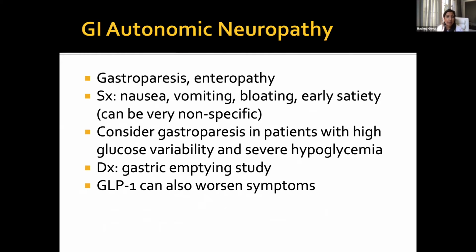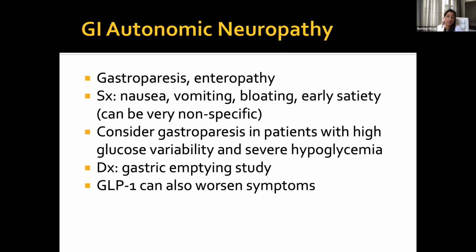And similarly, GI autonomic neuropathy can be pretty challenging to diagnose as well. But these patients will present with gastroparesis. They'll have some nausea, vomiting, bloating, feeling full early, so early satiety. You do want to consider gastroparesis in patients that have a lot of glucose variability and severe hypoglycemia. Typically the pattern is if they're on pre-meal insulin, they'll have hypoglycemia early into their meal and then late hyperglycemia. The way to diagnose this is with a gastric emptying study. And you want to avoid GLP-1s in these patients, so Byetta, Victoza, Trulicity, Ozempic, because they can exacerbate the gastroparesis since they tend to make patients feel more full and it can worsen it.